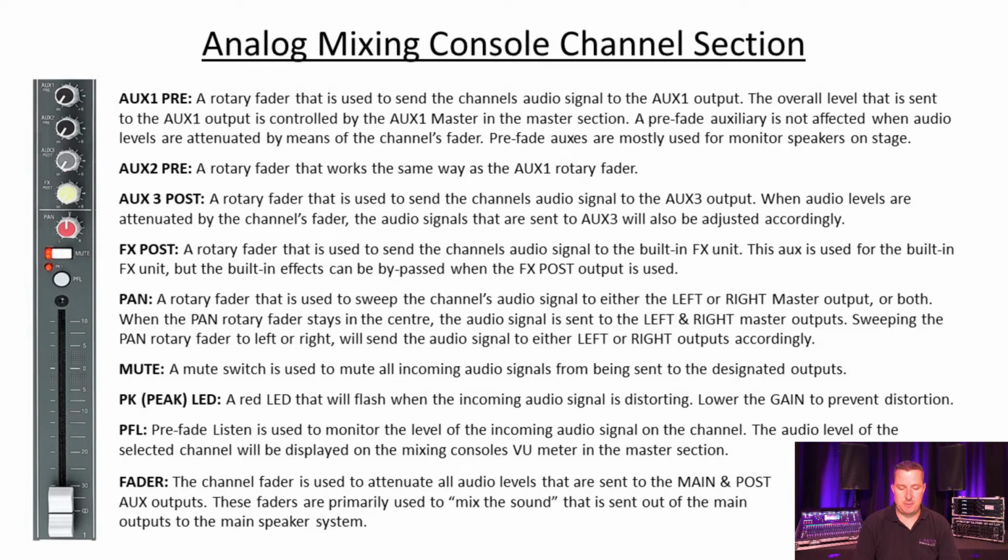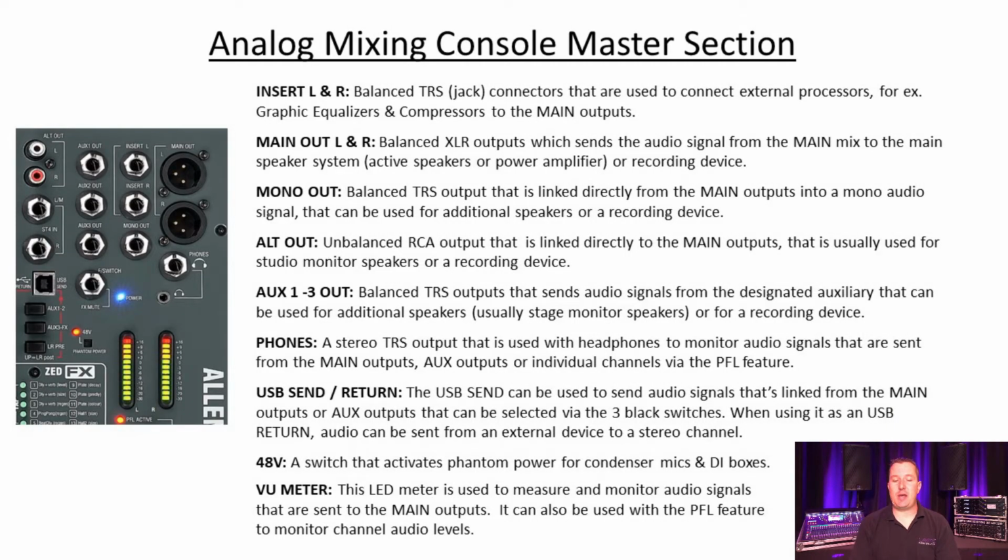The linear fader, or channel fader, is used to attenuate all audio levels that are sent to the main and post-aux outputs. These faders are primarily used to mix the sound that is sent out of the main outputs to the main speaker system. Right, let's have a look at the analog mixing console's master section.